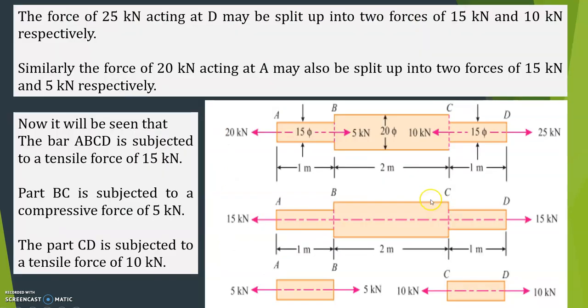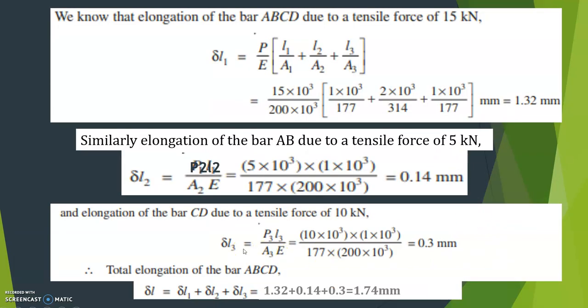Next, consider the next bar. What is the next bar? Next bar is CD. This section, that is 10 kilonewton. So apply that formula. Delta L3 is equal to P3 L3 divided by A3 E. Substitute the values, you get this. So now you got delta L1, delta L2, delta L3. So total elongation of the bar ABCD is equal to delta L is equal to delta L1 plus delta L2 plus delta L3. So substitute these values. 1.32 plus 0.14 plus 0.3 is equal to 1.74 mm.